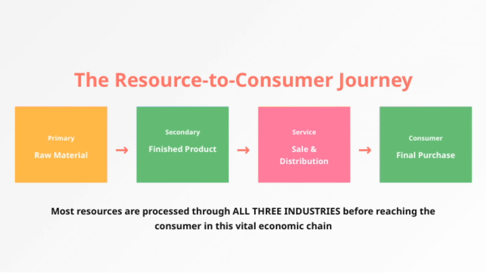This journey from resource to consumer highlights how interconnected and layered the process really is. Most of the time, resources pass through all three industries: raw material extraction, manufacturing, and distribution, before they end up in our hands. Recognizing this helps us appreciate the complexity behind everyday products and the importance of each industry in keeping the economy moving smoothly.